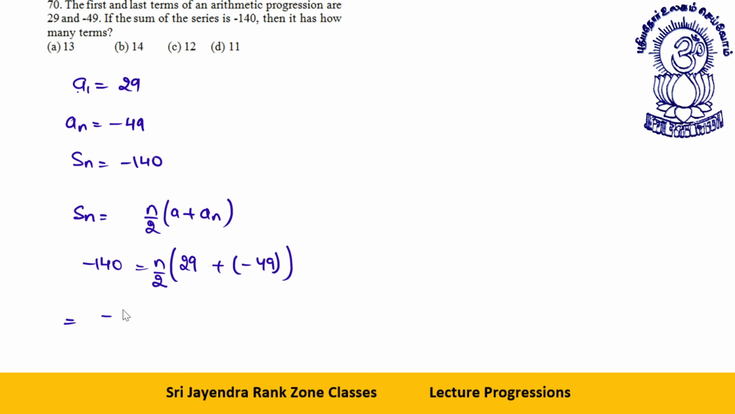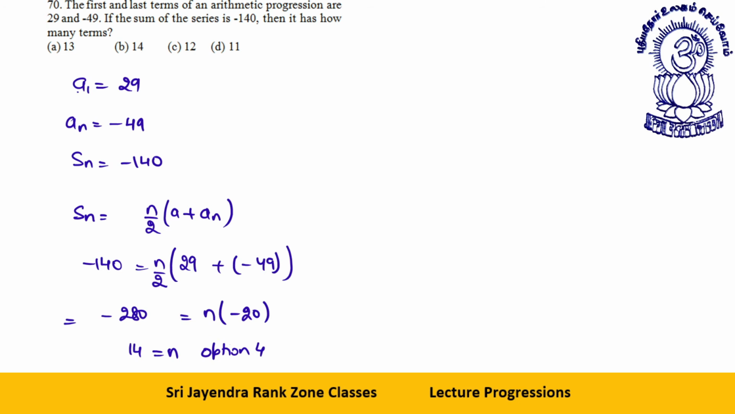This gives me minus 140 into 2 is equal to n into minus 20. This is minus 280. If you cancel minus 280 by minus 20, you will get 14 is equal to n. That is option number 4 is your answer. Does it make sense, dear students? Shall I move further ahead?